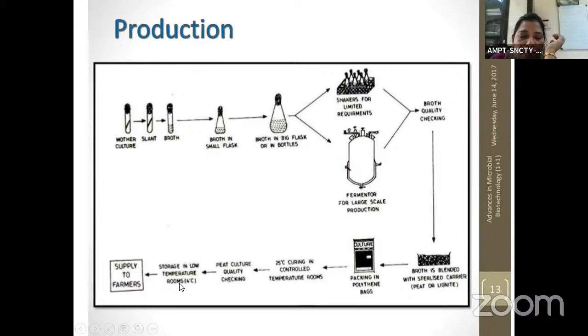Then you have to pack the biofertilizers with the certain packets only. The packet will have the certain information. What is the manufacturing date? What is the biofertilizer you are packing? What is the maximum colony forming units you are maintaining on the packet? Every information you should give on your packet, and you can supply to the farmers for usage in the field.